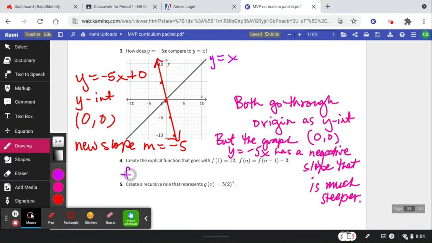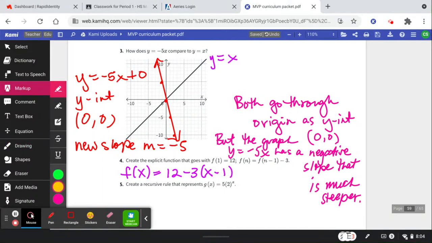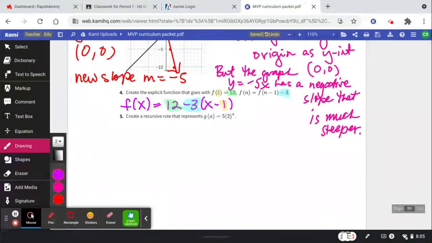So now let's write the explicit. We're going to say f of x equals, begins with 12, subtracting 3 each time to the x minus 1. Where do all these numbers come from? This 1 goes right here. This 12 starts right here. And this minusing 3 comes from right there. So to be able to go from the recursive to the explicit, how'd you do?